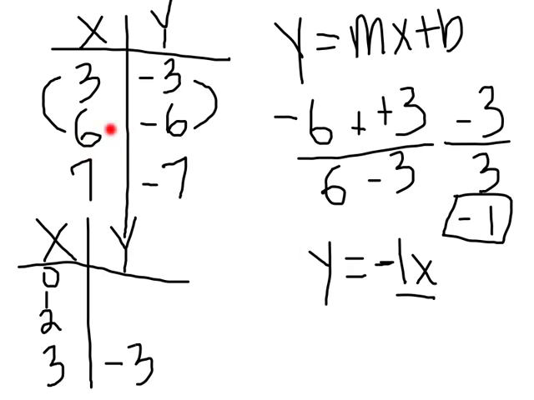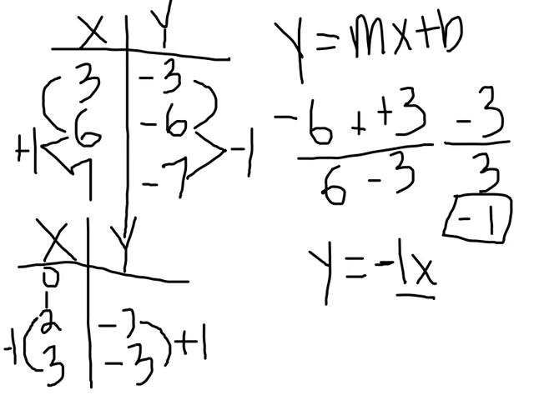And you can see it here from 6 to 7. To get from 6 to 7, I added 1. And to get from negative 6 to negative 7, I subtracted 1. So let's fill in our table. To get from 3 back to 2, I'm going to subtract 1, which means I have to do the opposite on the other side, which is to add 1.